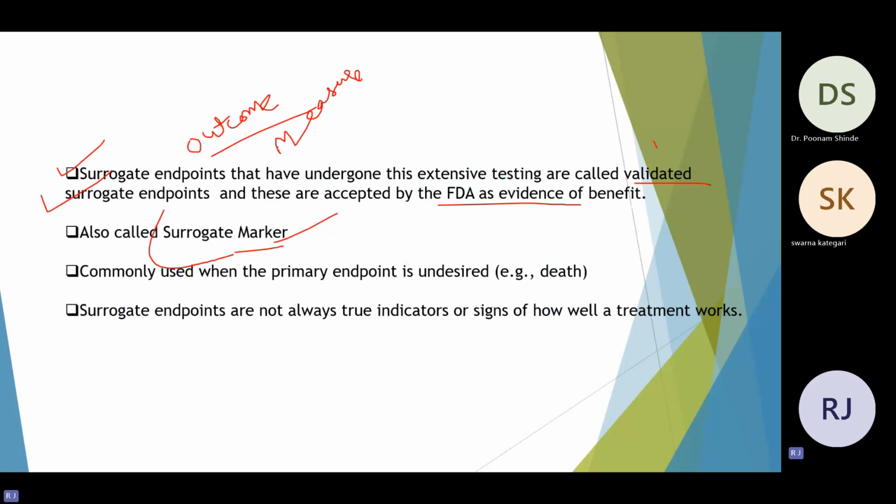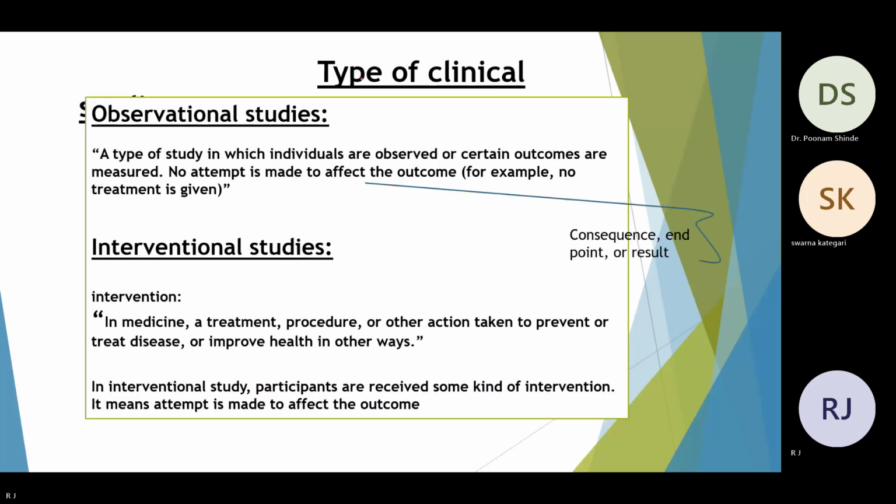Okay, now we'll see the classification of clinical studies. Mainly there are two types of clinical studies: observational studies and interventional studies. Whatever we have learned so far is regarding interventional studies. Now, what do you mean by interventional studies? Before we learn about interventional studies, first we'll see what an intervention is. Any medicine, any treatment, any procedure, or any action which we take to prevent or treat any disease and improve health in any way is called an intervention.